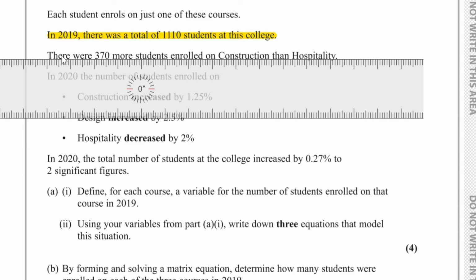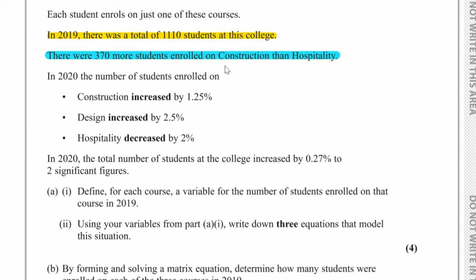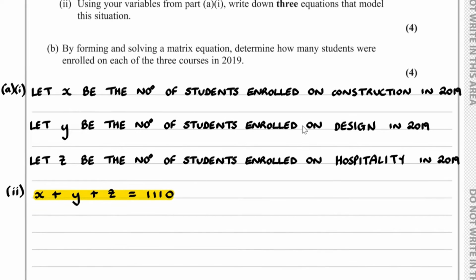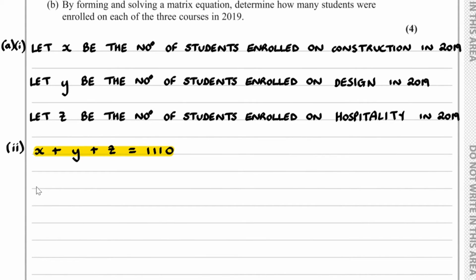We also know that there were 370 more students enrolled on construction than hospitality, which means x is equal to 370 plus z, and if we rearrange so the variables are on one side, we have x subtract z, which is equal to 370.